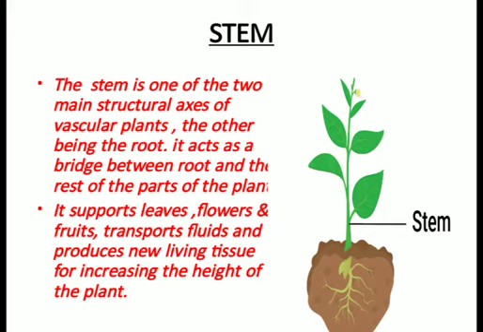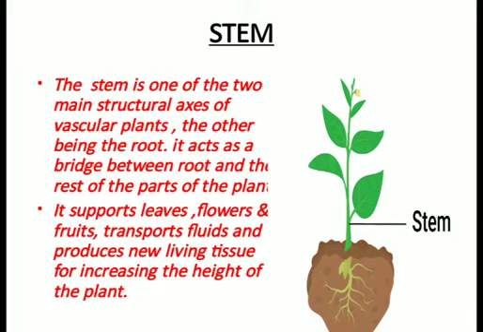It supports leaves, flowers, fruits. It transports fluids and produces new living tissue for increasing the height of the plant. It can transport the fluids from the root, that is, the water and the minerals which the plant absorbs from the root portion are transferred to the different parts via the stem. Moreover, the food which is manufactured in the leaves of the plants by the process of photosynthesis is transported to various parts via the stem through the phloem, and the water and the minerals are transported through the xylem.